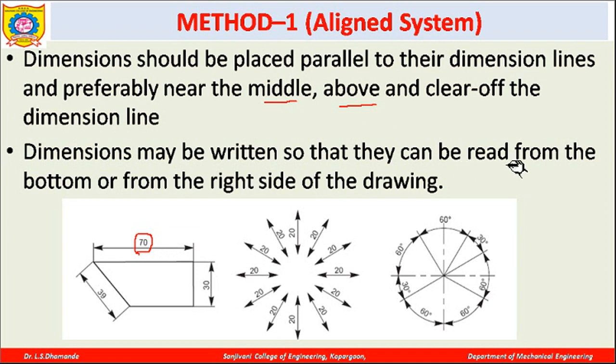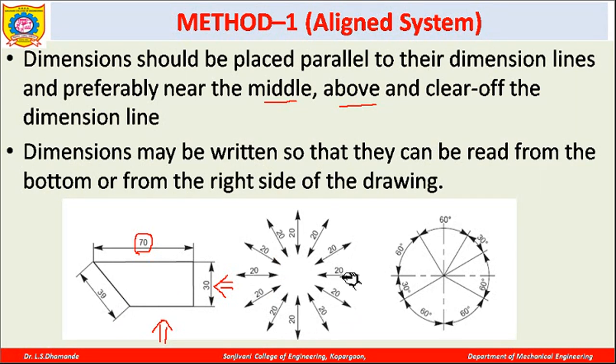Dimensions may be written so that they can be read from the bottom or from the right side of the drawing. Either you are going to see the drawing from the front side, which is called the bottom side, or you can read this drawing from the right side, looking from this side. If you look from this side, you can see that this is 30 mm. You can see it easily. This is 70 mm, and this is actually from the bottom. You can read it as 39 mm. It is not possible to show it from the right side. It is always better to see it from the bottom, so you can read that particular 39 mm. Similarly, this 20 mm dimension is shown on the different lines.